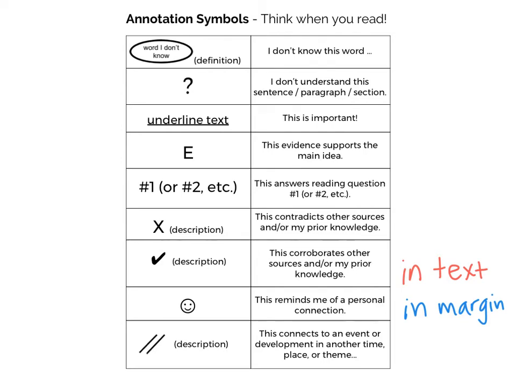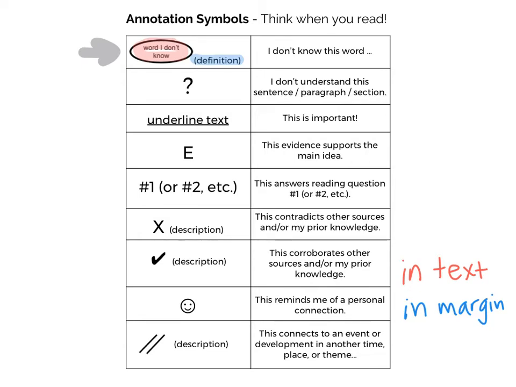So the first symbol that we have is this one here for when we have a word that we don't know. When you have a word that you don't know, you are going to circle the word in the text. So you're going to circle the word in the text, and then in the margin, you will write the definition of that word. So that's the purpose of that first symbol.